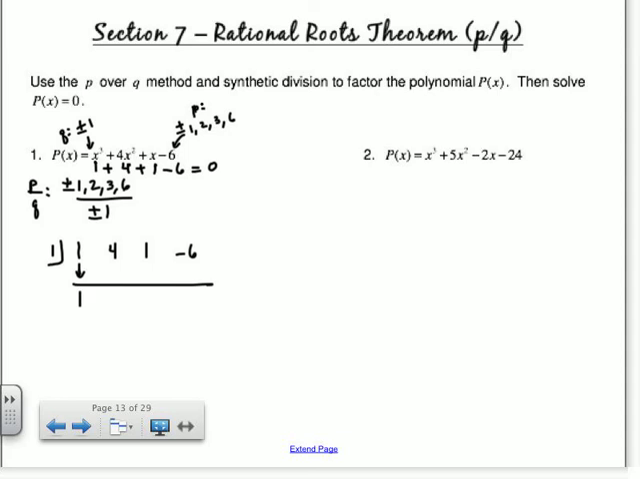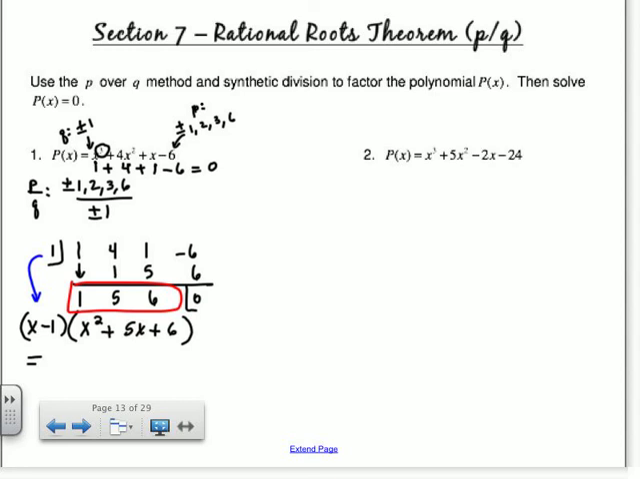So you can drop the 1. I have 1 times 1, so I get 1. Add straight down, I get 5. 1 times 5 is 5. Add straight down, I get 6. 1 times 6 is 6. Add straight down, I get 0. This is now factored into my divisor, which comes from here. The 1 gives me x minus 1, because if I plug in 1, I get 0 out like I wanted. And then my quotient is right here, and that's going to be 1 degree less than what we started with. So since my first degree was 3, I'm going to have x squared now plus 5x plus 6.